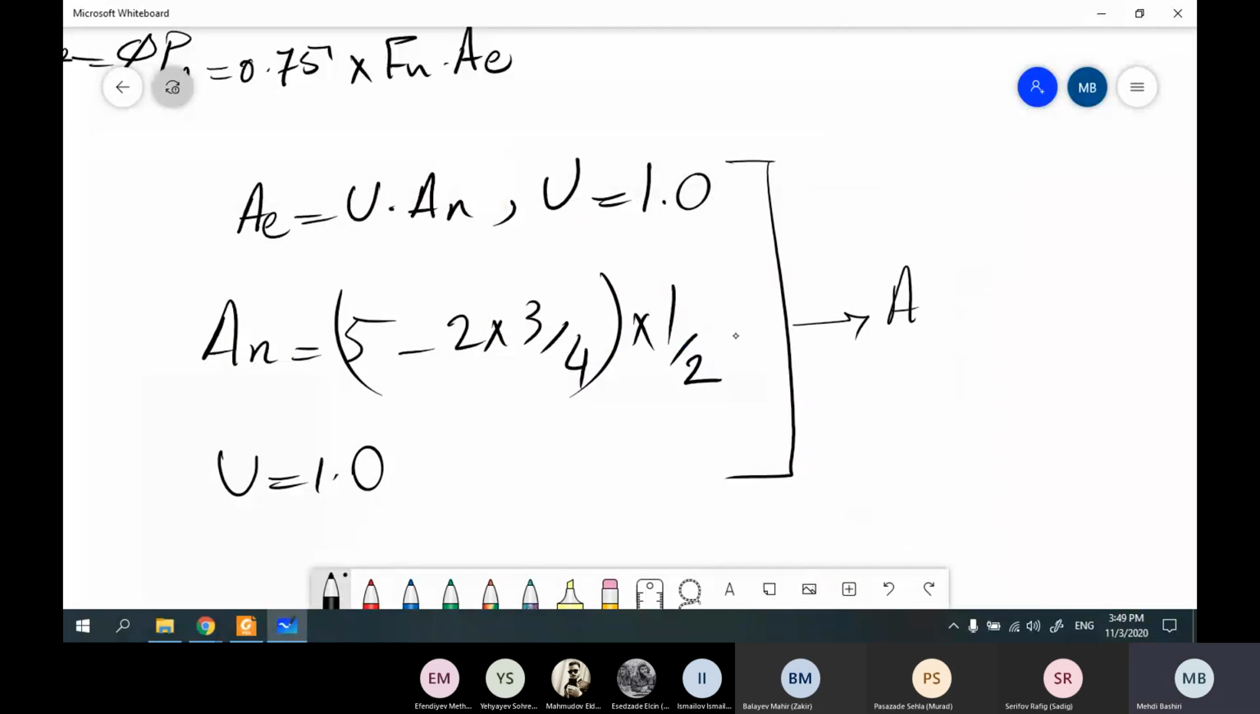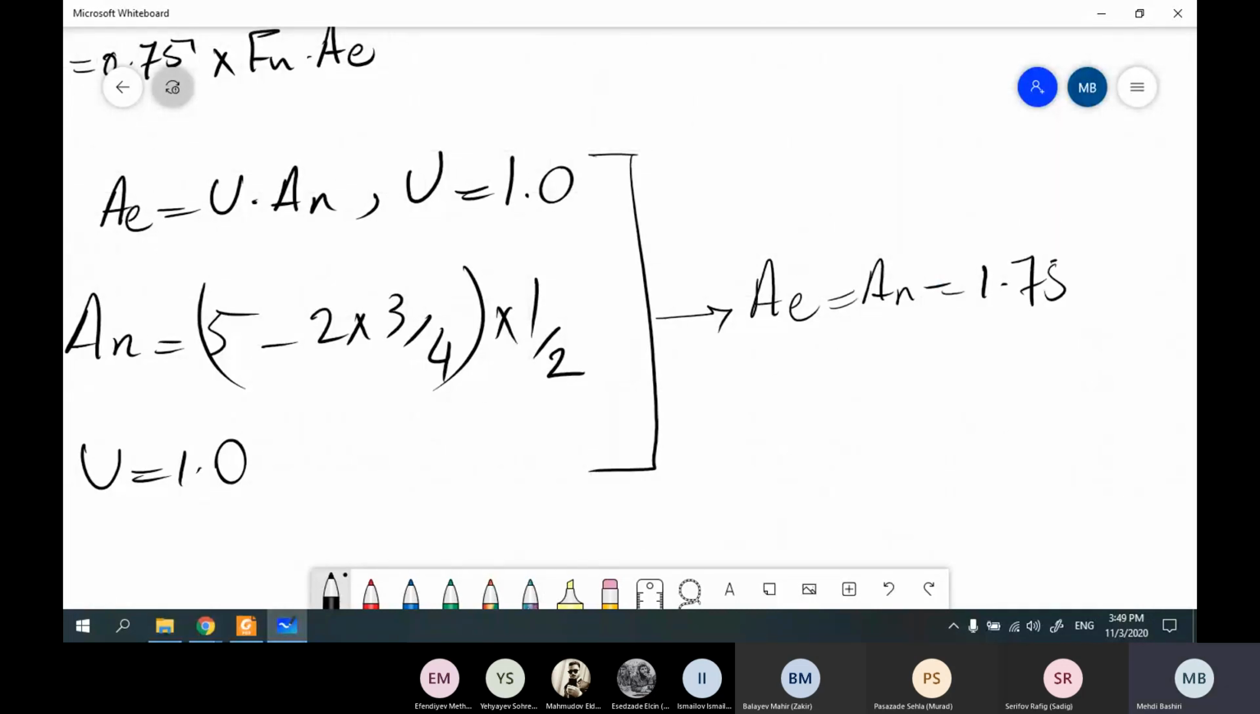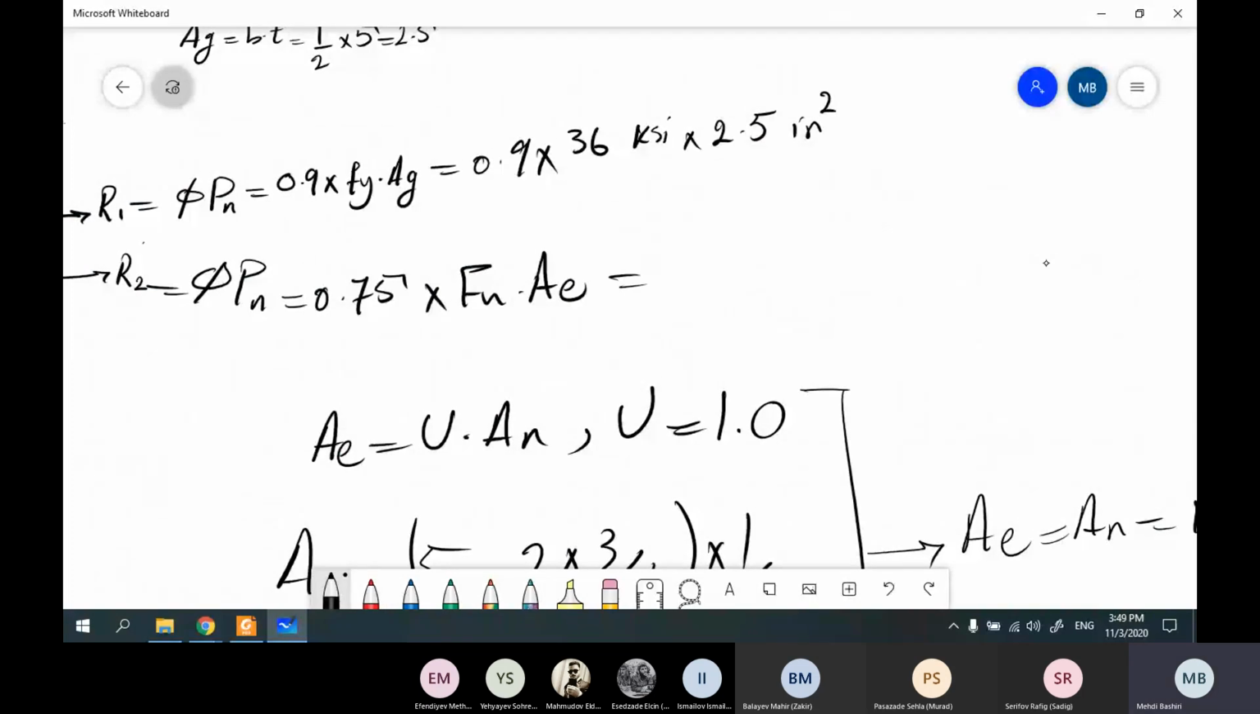So Ae is equal to An, which is 1.07 square inches. In this case, what was Fu? I told you it's 58, and Ae is 1.07.